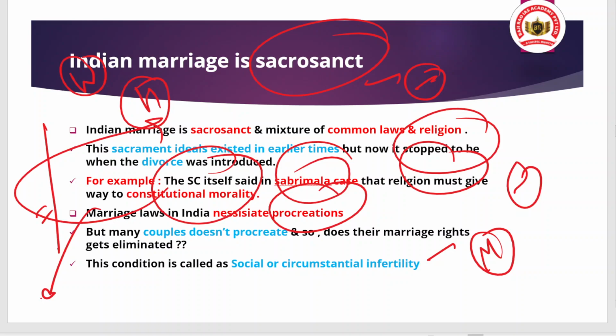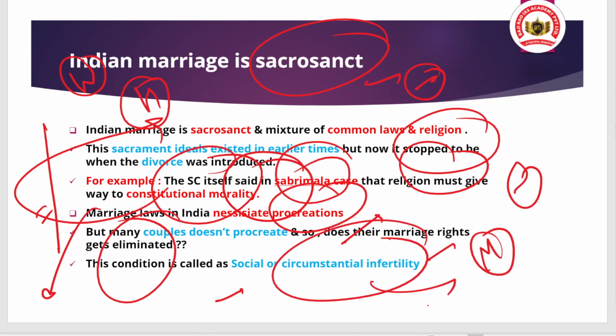Okay, but here the counter argument says that even when a couple gets married, many couples we have seen do not procreate, do not give birth to a child. So does their marriage right get eliminated? No. So why are we ignoring the LGBTQ community? Okay, so that is the point. When a couple does not procreate, that is known as social or circumstantial infertility. That arises due to some circumstances. So that is the point.